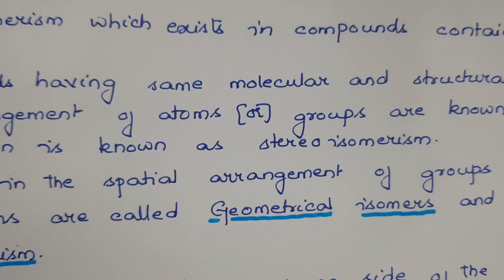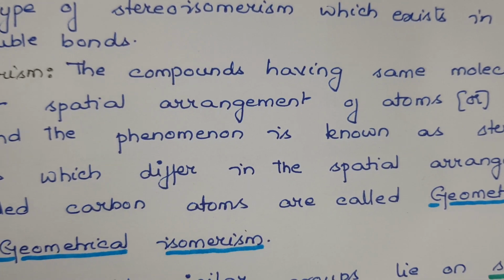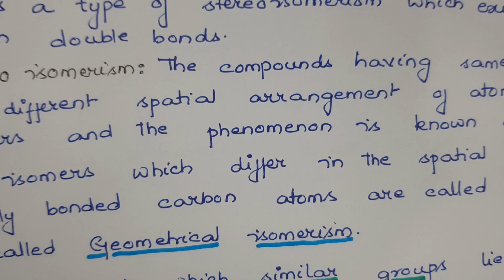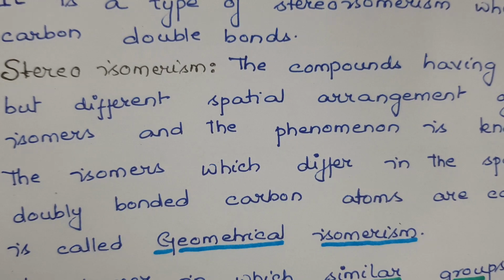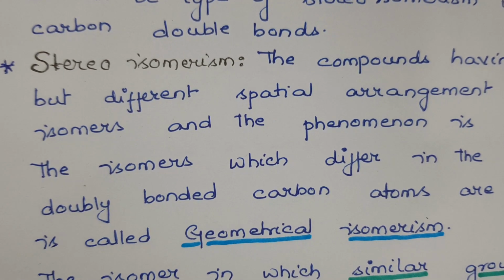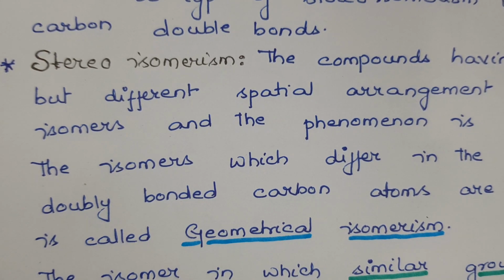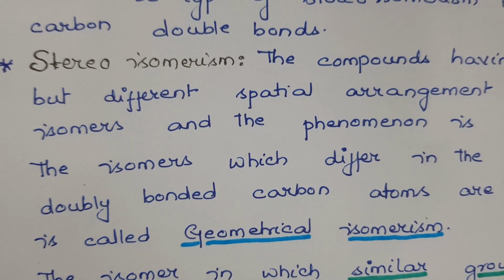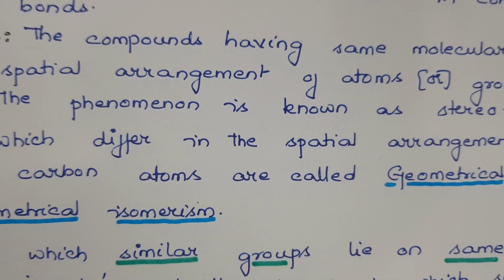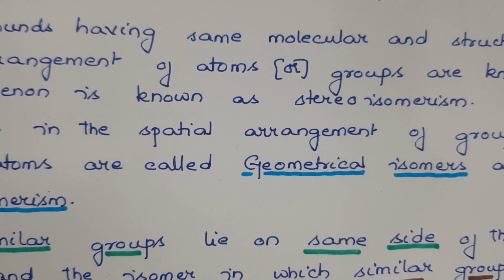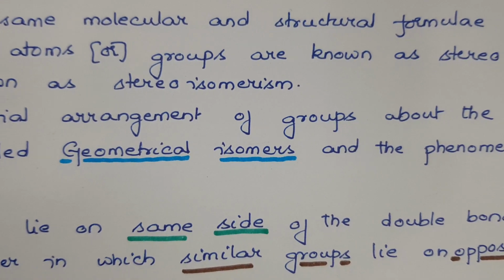Okay, so once you understood what stereoisomers are, we can easily understand what geometrical isomerism is. So before knowing geometrical isomerism, we should know what geometrical isomers are. These are the isomers having same molecular and structural formula, but they will be differing in the spatial arrangement of groups or atoms about the doubly bonded carbon atoms, and they are called geometrical isomers, and the phenomenon is called geometrical isomerism.